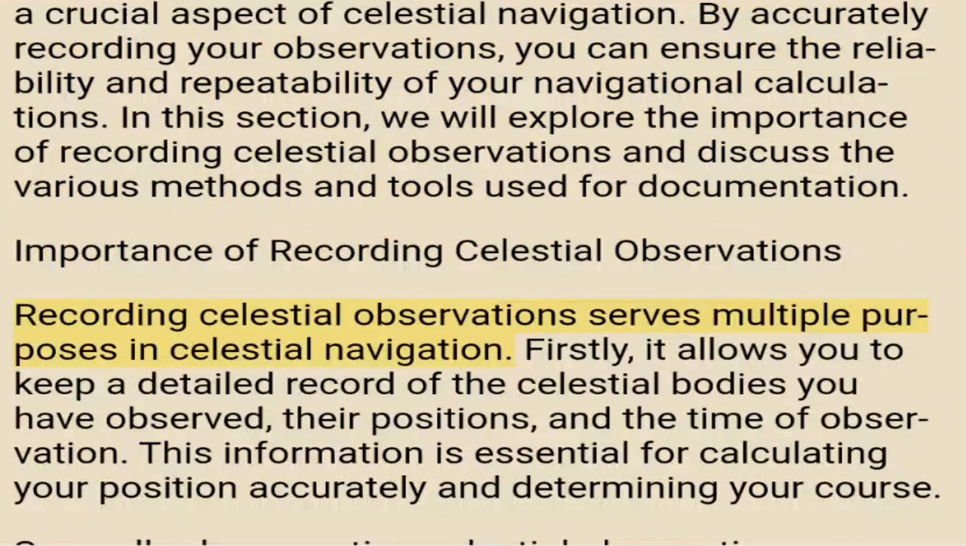Importance of recording celestial observations. Recording celestial observations serves multiple purposes in celestial navigation. Firstly, it allows you to keep a detailed record of the celestial bodies you have observed, their positions, and the time of observation. This information is essential for calculating your position accurately and determining your course.